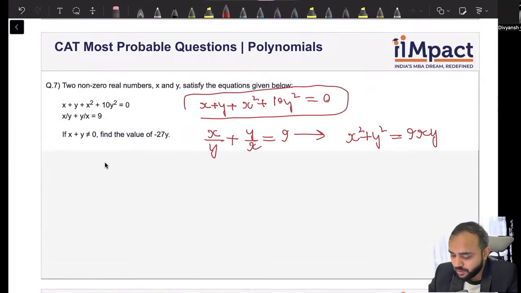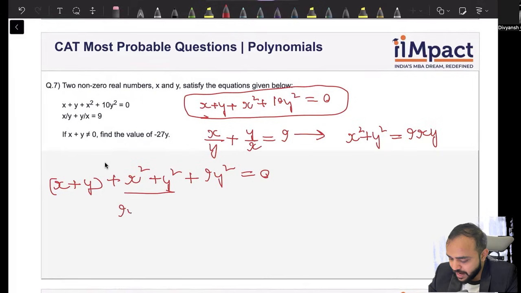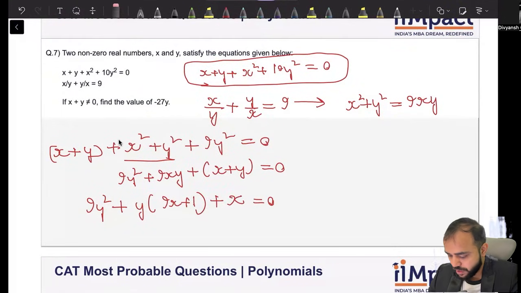Let me now move on to the second one. So this is x plus y plus x square plus y square plus 9y square is equal to 0. This I can replace with 9xy. So I'll get 9y square plus 9xy plus x plus y is equal to 0. All that remains to be done is that I must remove the x term now. So this becomes 9y square plus, if I take y common, (9x plus 1) plus x is equal to 0. After this, all I have to do is find the value of y. This is a quadratic in y.